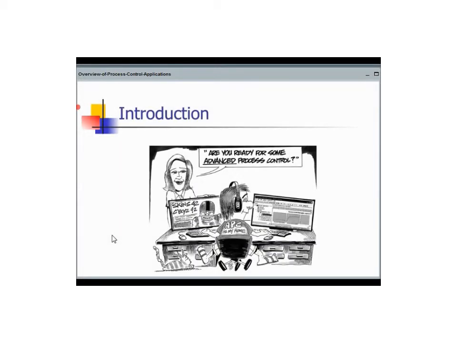So are you ready for some advanced process control? It appears that the job of a process control engineer will be very cool. You're working with applications all the time. You can watch football on the side, as the cartoon shows. But it's also a very critical job in the plant. You have to concentrate because any mistake you make can be dangerous and critical to the safe operation of the plant.